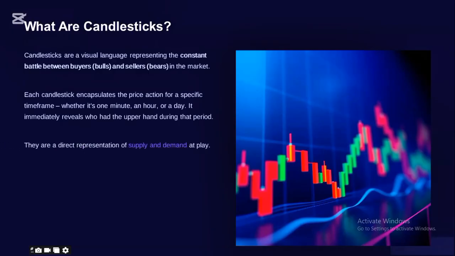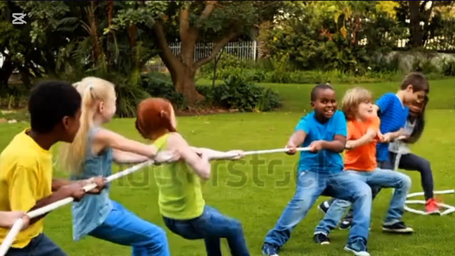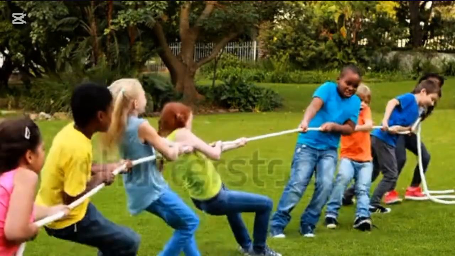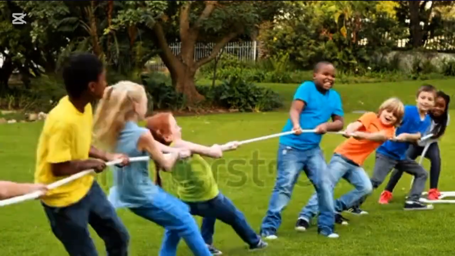whether it's 1 minute, 1 hour, or a day. It immediately reveals who had the upper hand during that period. Please, the scenario as regards trading is just like a tug of war. You should know tug of war, this game we play when we are much younger, where we draw a line, then we have two groups with a rope. They drag to see which side is going to win. That is called tug of war. So we view the market as a tug of war between the buyers and the sellers.